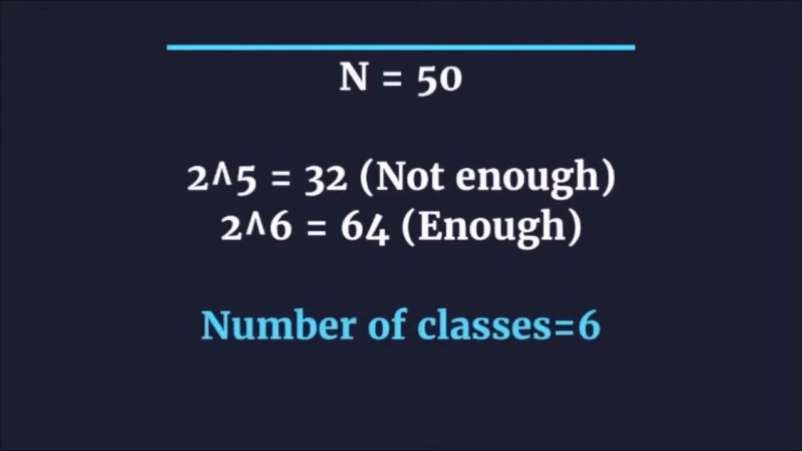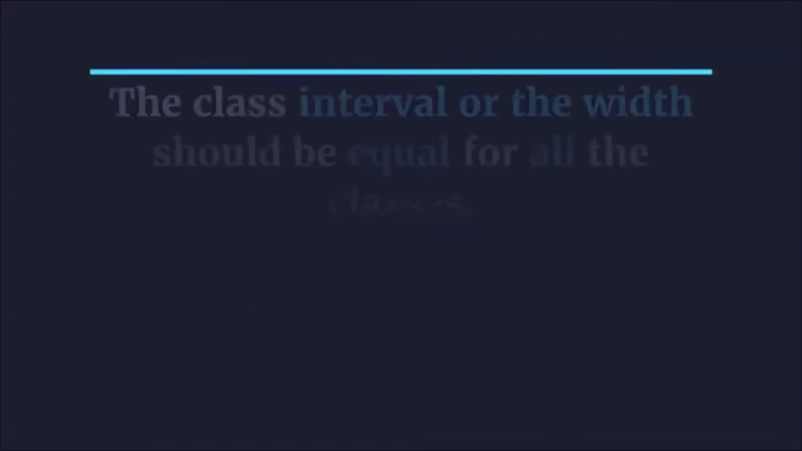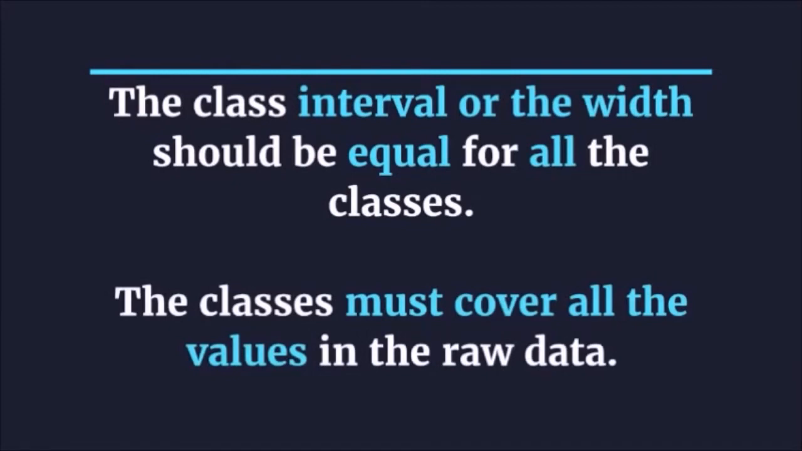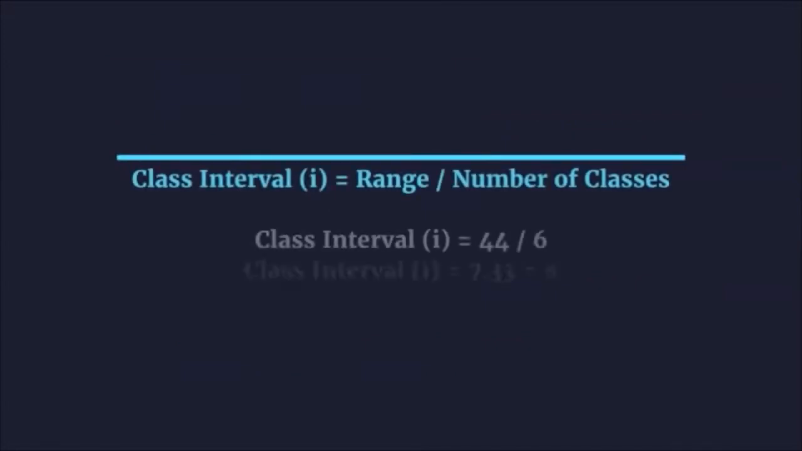In our case, the number of classes is 6. That's enough number of classes. Since we already determined the number of classes, we can now determine the class interval, sometimes called the width. Generally speaking, the class interval or the width should be equal for all the classes. The classes must cover all the values in the raw data. Class interval is generated using this formula.